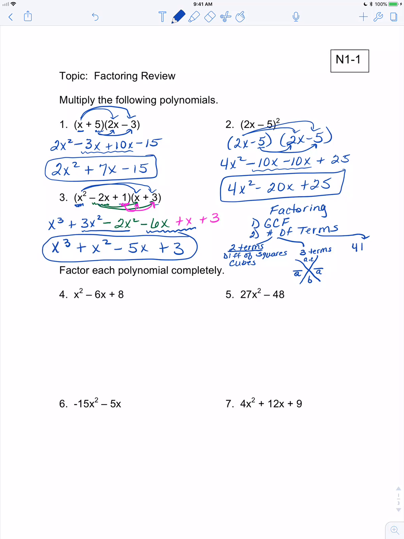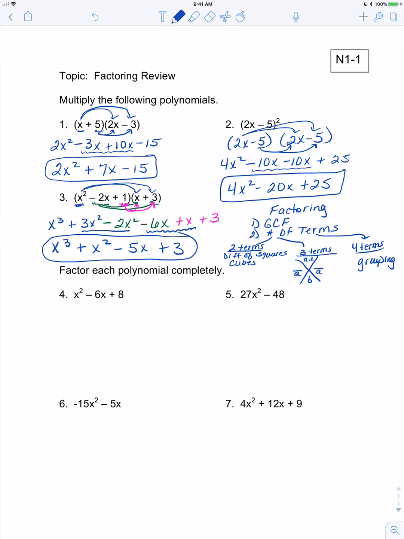So then if it's 4 terms, you're always going to think of grouping. So just depending on the number of terms, first and foremost, always take out a GCF, then look at your number of terms. If it's 2 terms, is it the difference of squares or the sum or difference of cubes? 3 terms, we're going to factor using the big X method, or 4 terms, we're going to use grouping.